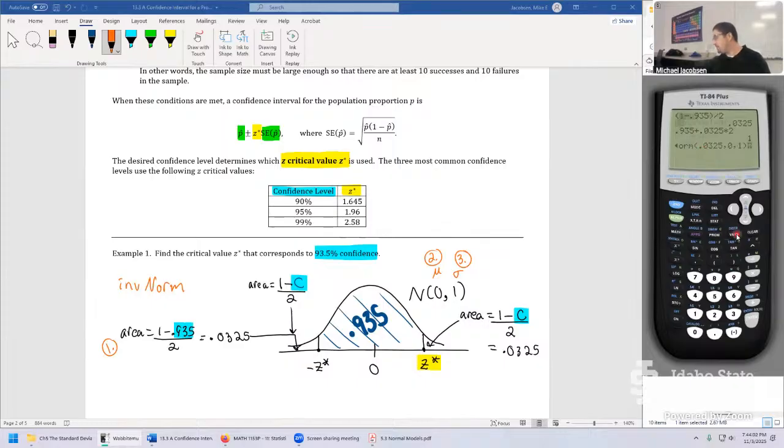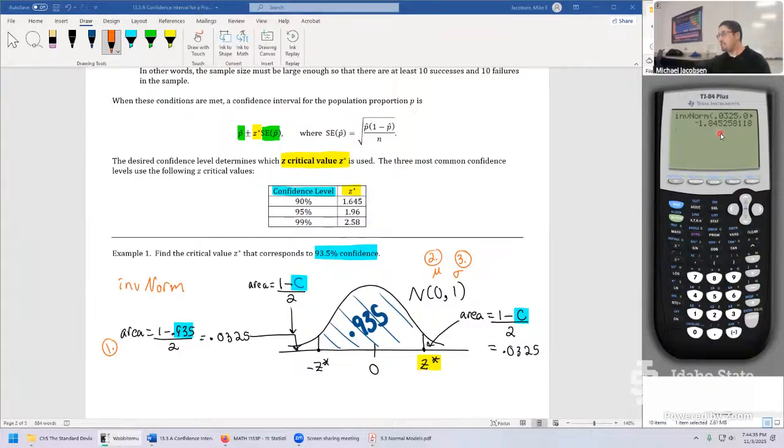I went a little fast there. Let me go back. Your calculator should look like this before hitting enter. So if we hit enter on that, here's what we get. That's not what I was expecting. Hang on, let me clear this out. One more time. Second vars, inverse norm. All right, I was expecting a negative number. Let's see what that comes out as. Yeah, that's what I was hoping to get. Negative 1.845.